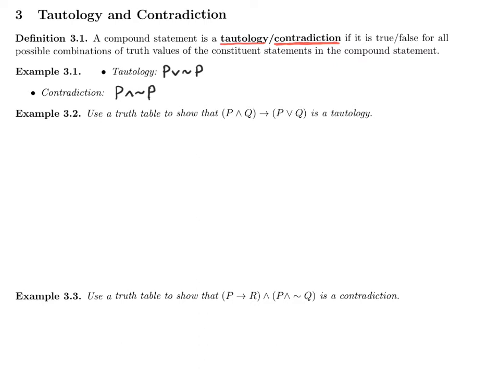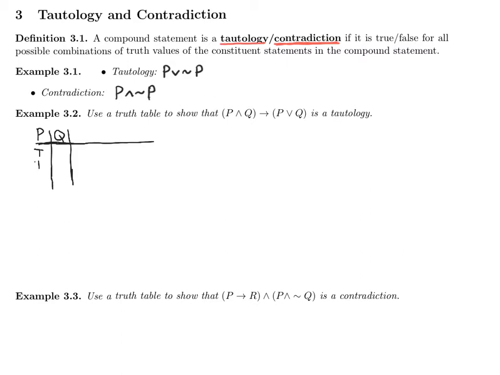Let's do something a little more complicated now. Let's use a truth table to show that this compound statement, P and Q implies P or Q, is a tautology. So again, we're going to work with the truth table just like we did in previous examples. We're just going to write down all possible truth values for P and Q, and we are going to use our order of operations to do this in the correct order, and we're good to go. So we need P and Q. Let's write down those truth values now.